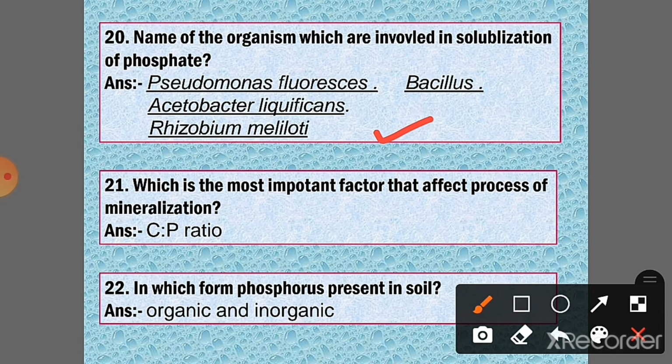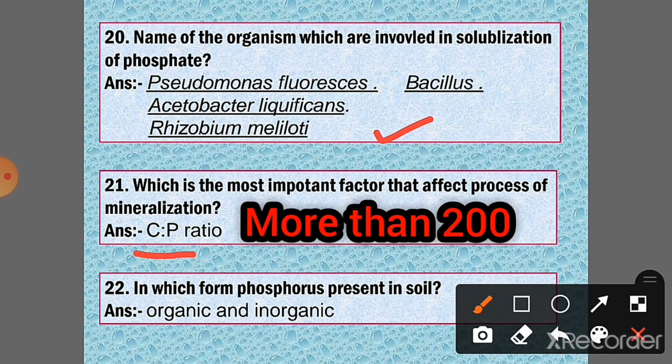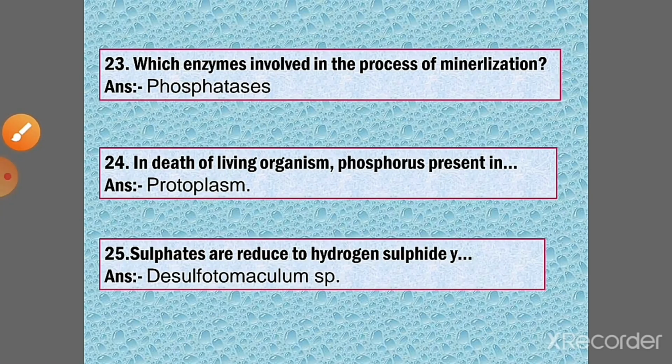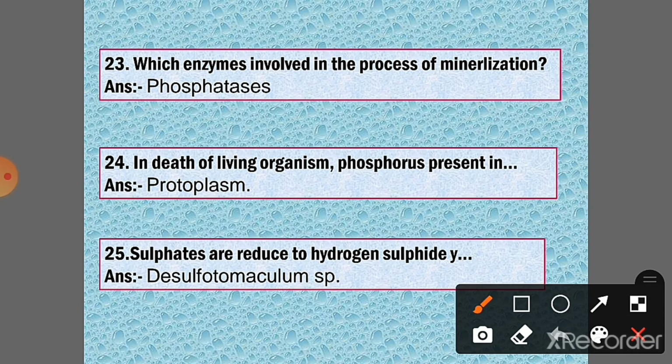21. Which is the most important factor that affects the process of mineralization of phosphorus? Answer: carbon to phosphorus ratio, which requires more than 200. 22. In which forms is phosphorus present in soil? Organic and inorganic. 23. Which enzyme is involved in the process of mineralization of phosphate? Phosphatases.